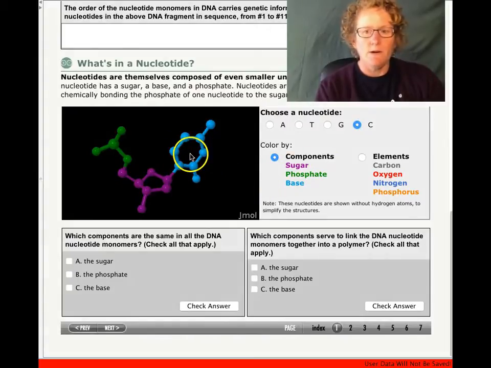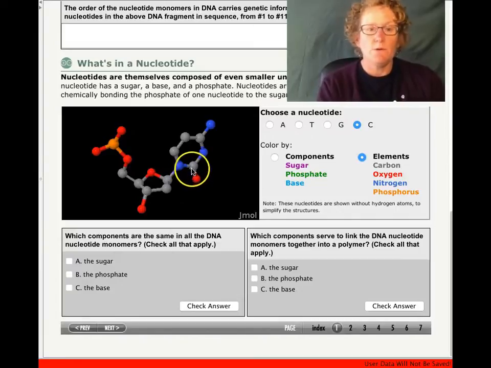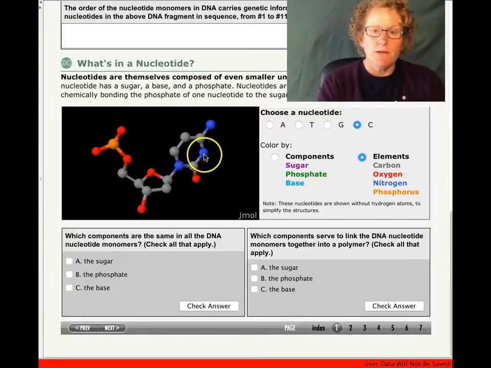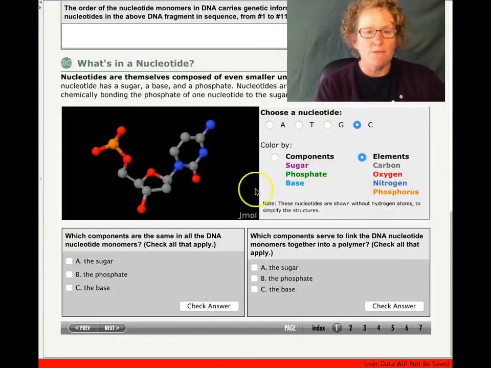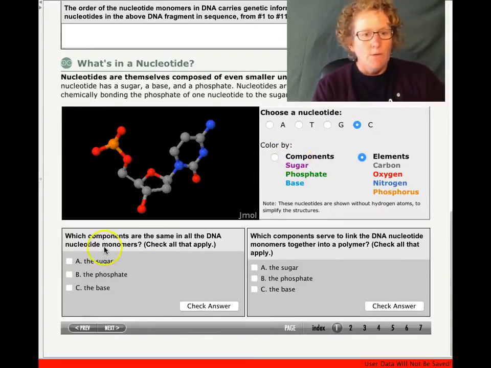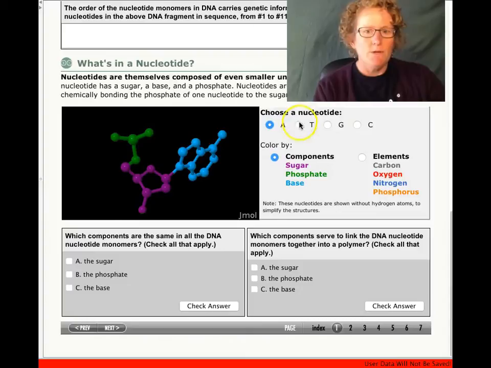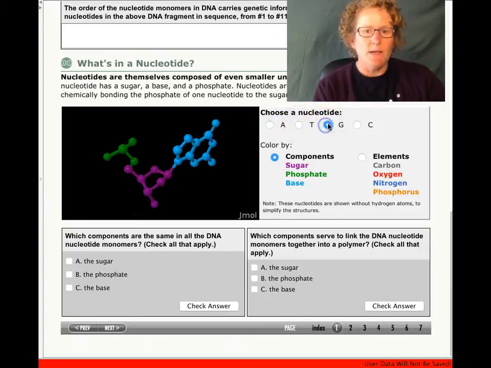and 1 ring here. The elements for all of them are the same. They're all carbon, oxygen, and they don't show the hydrogen, but they do show the nitrogen, and the phosphorus. That's the orange one. That's kind of new for us. Which components are the same in the DNA? Well, I'll click through one more time. The green and the purple stay the same. So you can look and see what's green and purple here.